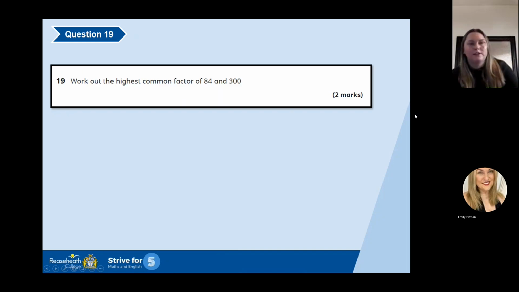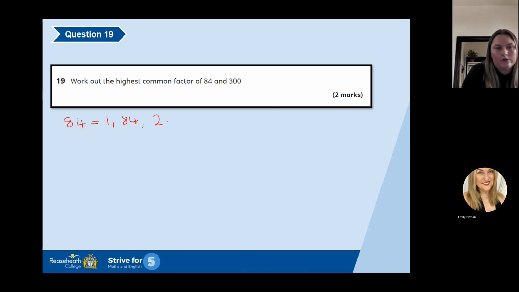Okay, work out the highest common factor of 84 and 300. So a highest common factor is a number that goes into both of them, but it needs to be the highest one that they've got in common. So I think what I'm going to start with is writing down my factors of 84. So my easiest ones are 1 and 84.